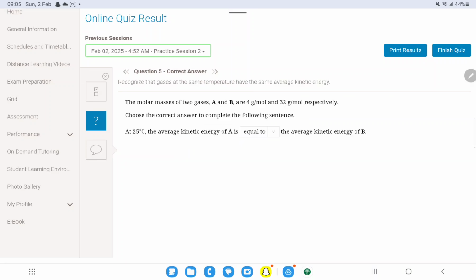The molar masses of two gases A and B are 4 grams per mole and 32 grams per mole respectively. Choose the correct answer to complete the following sentence. At 25 degrees, the average kinetic energy. Okay, at the same temperature, kinetic energy is the same for all masses. So at 25 degrees, the average kinetic energy of A is equal to the average kinetic energy of B.